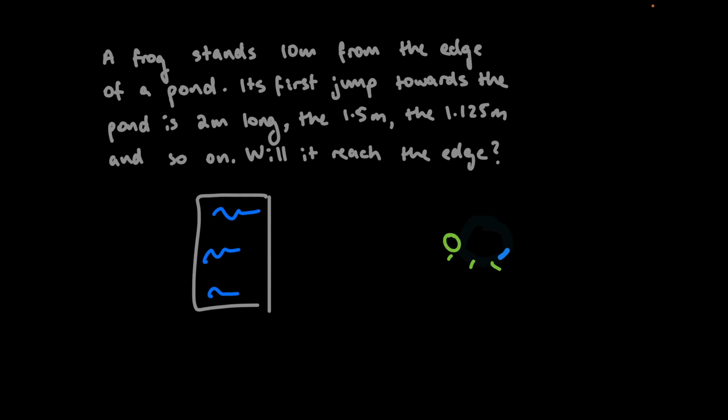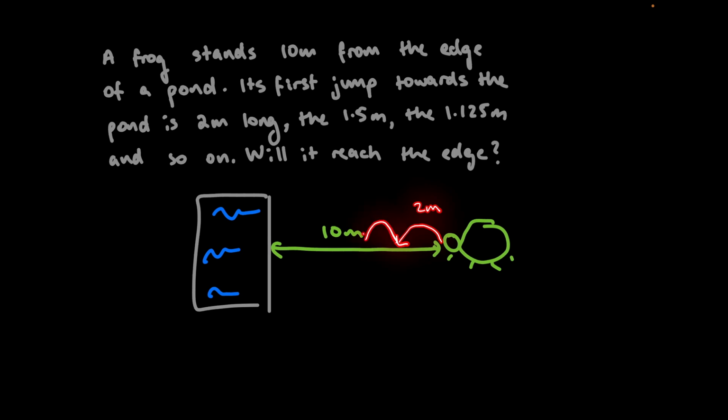I don't know how to draw, but that's a frog. And it is standing at a distance 10 meters away from the pond. So its first jump towards the pond is 2 meters long. So it'll travel 2 meters towards the pond. Then it'll travel 1.5 meters, then 1.25 meters and so on, 1.125 meters and so on.